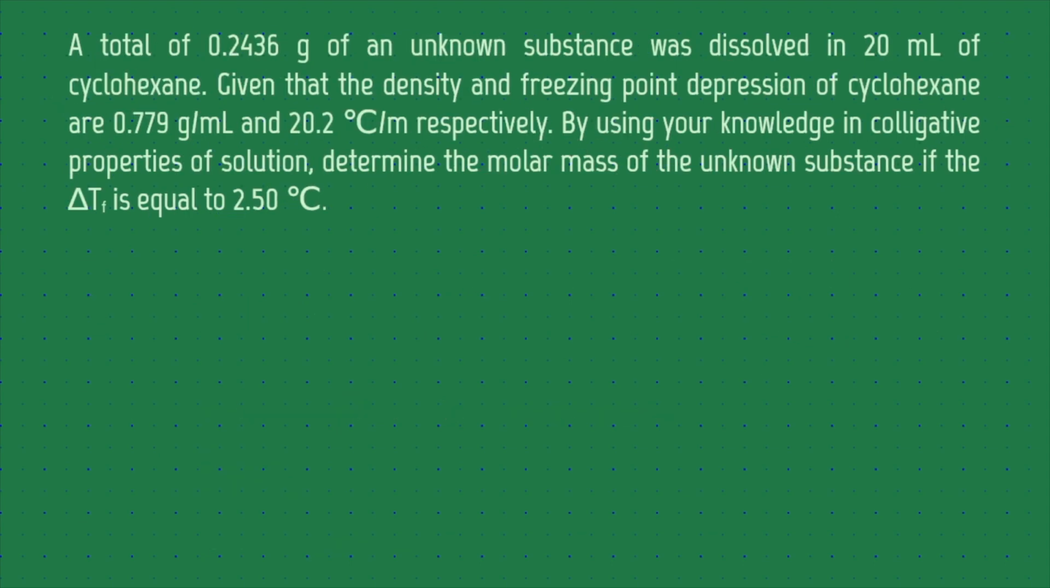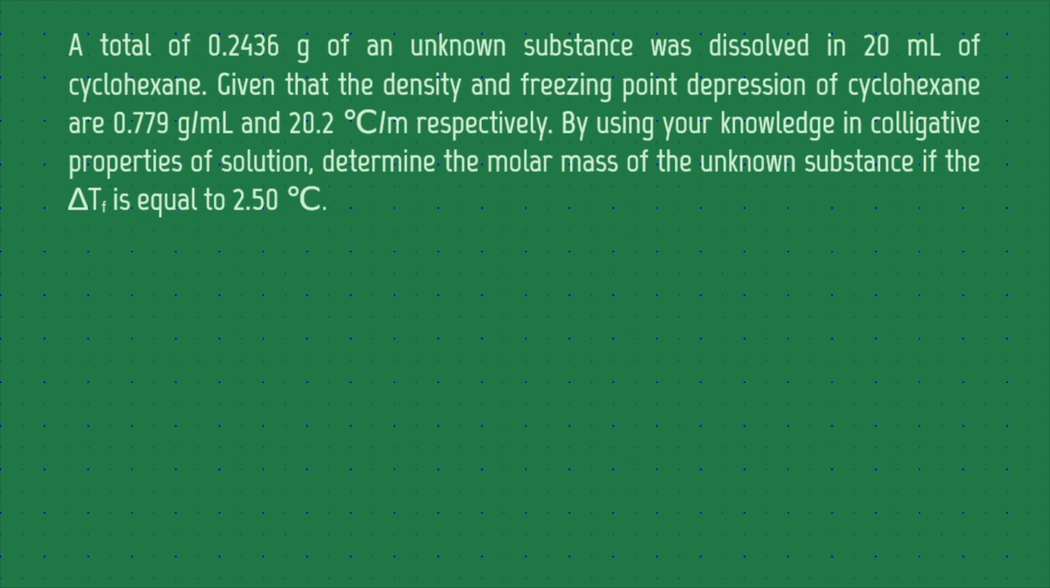Alright, let's move on to question number 3. A total of 0.2436 gram of an unknown substance was dissolved in 20 ml of cyclohexane. Given that the density and the freezing point depression constant of cyclohexane are 0.779 gram per ml and 20.2 degrees Celsius per molar respectively, by using your knowledge in the colligative properties of solution, determine the molar mass of the unknown substance if the delta T freezing is equivalent to 2.50 degrees Celsius.